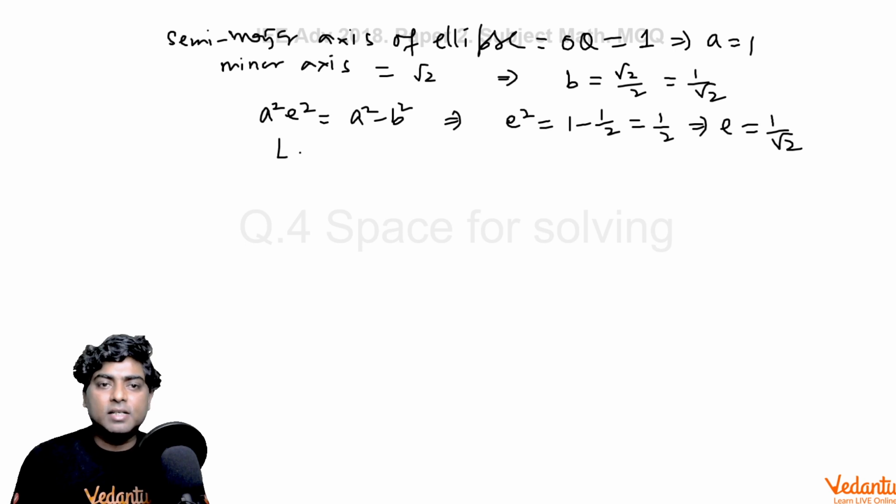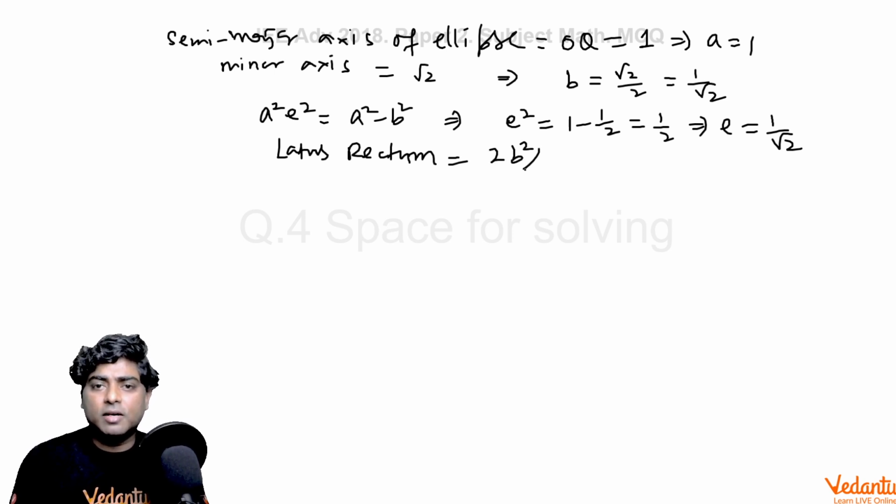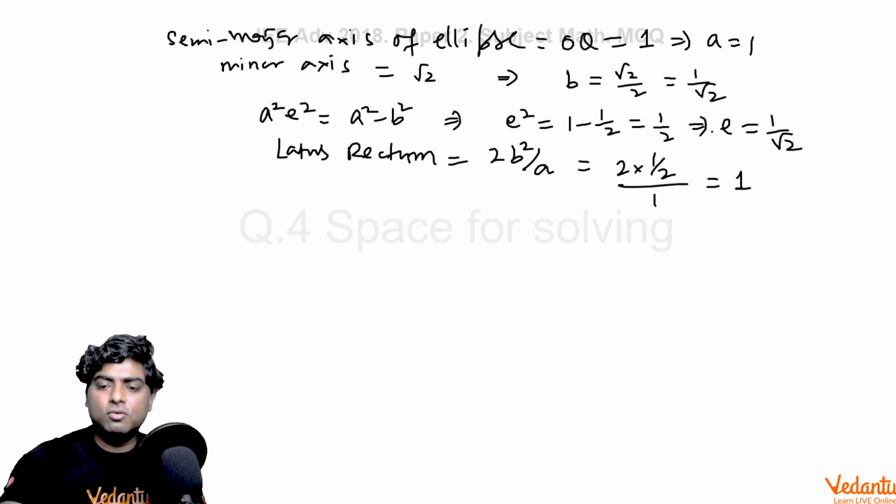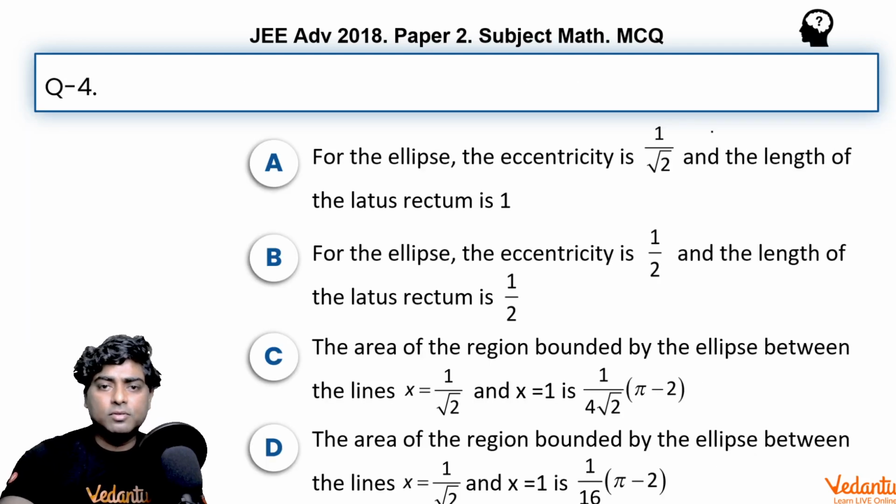The latus rectum must be twice of B square by A. We know the formula, 2 into 1/2 divided by 1, that is 1. So finally, if we go to option A or B, eccentricity is 1/√2 and latus rectum is 1. If you look at the options, eccentricity 1/√2 and length of latus rectum 1, option A must be correct, B is wrong.